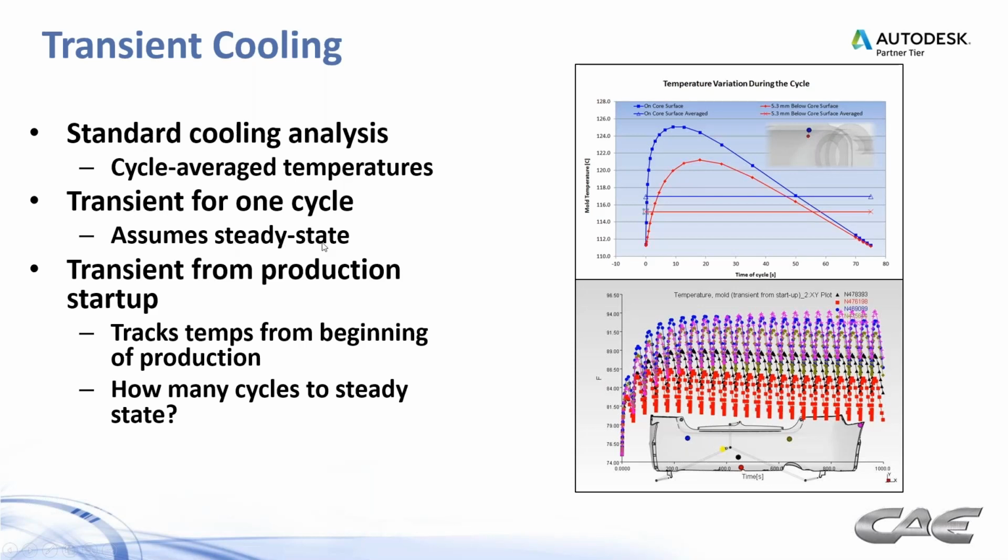The assumption there is that we've reached steady state. But what if you need to know how many cycles it's going to take to have your production start up? You can also do a transient analysis from production startup, and this would track these same temperatures, but we would start at, say, room temperature and see how many cycles it takes for us to reach steady state. And you can kind of see things leveling out right in this area here. So again, more advanced analysis, much more time consuming and so forth, but there are a lot of good things to gain from that as well.